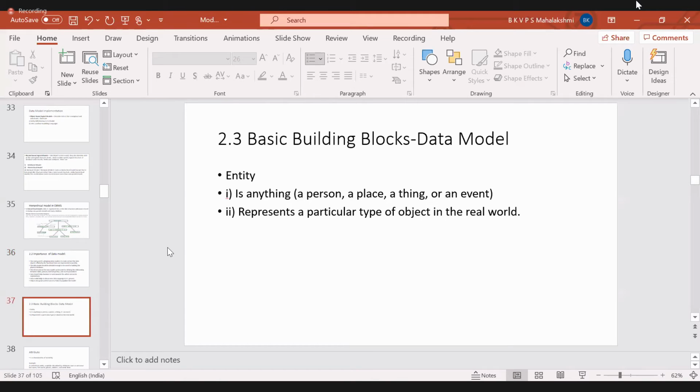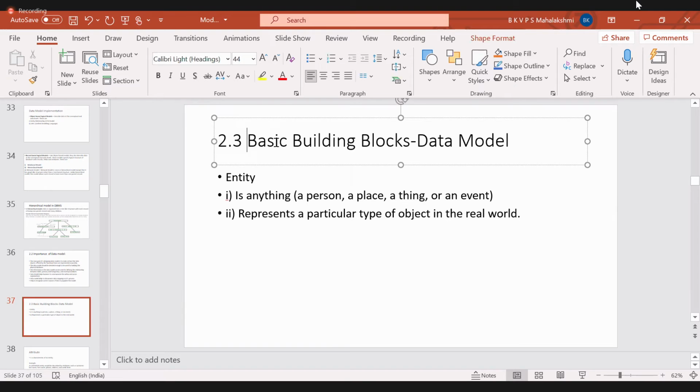And basic building blocks of the data model: remember one thing, when we talk about a data model, the main example you can give is the ER model. ER is also one of the data models only, the entity relationship data model. So what are the building blocks? Already I said, the 3 important components: entity sets, attributes, and relationship sets. Okay, so only that, here again we can write the answer for this also.